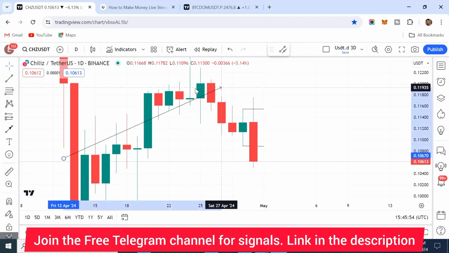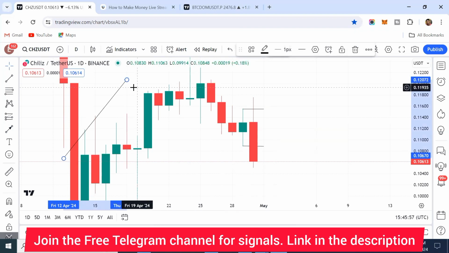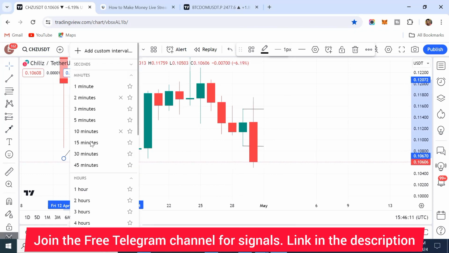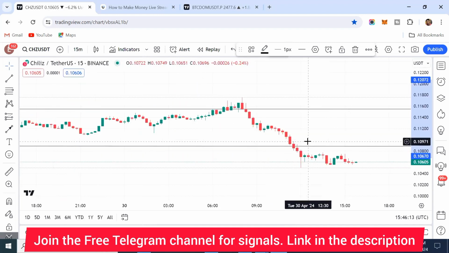Now, you can use this strategy for any coin, but there are some specific projects, some specific tokens that it actually works over 90% of the time for. So now let's move down to 15 minutes. Let's move down to 15 minutes. Let's see what happened.